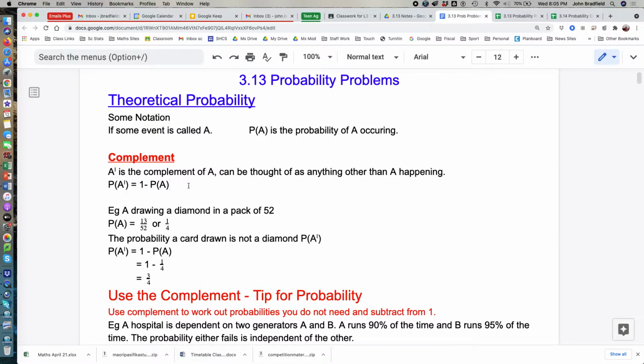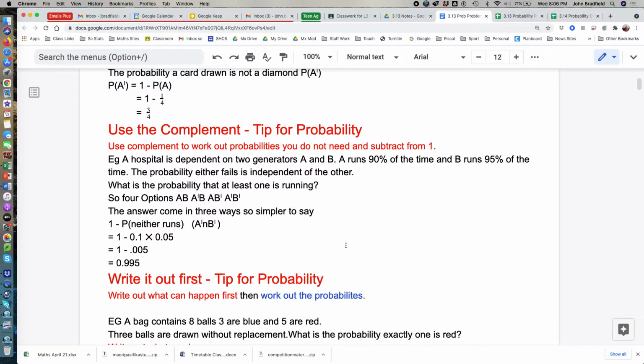So, e.g., the probability of drawing a diamond from a pack of 52 is 13 out of 52. So if we're working out the probability of drawing a card that's not a diamond, we just take that away from 1. So 13 out of 52, or it's a quarter of the pack. So we go 1 minus. So the complement is good. You need to know the definition, but we use it to save time.